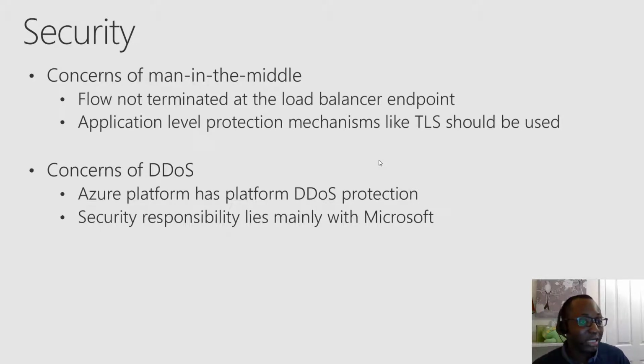But the other thing is that if you're really, really concerned about that, which you're right to be if you are, just ensure that your applications have application-level protection mechanisms like TLS or encryption enabled, for inbound and outbound flows. That's probably the way to go. That's what you can control. You can't really control what's going on within this load balancer, but just know that things don't get terminated there, they just flow through to your backend.